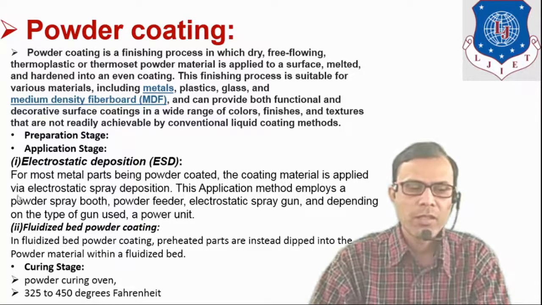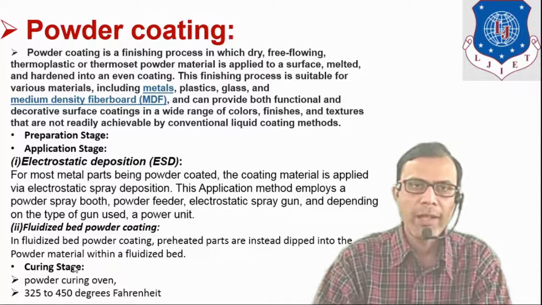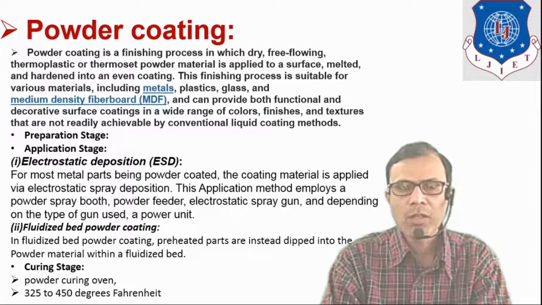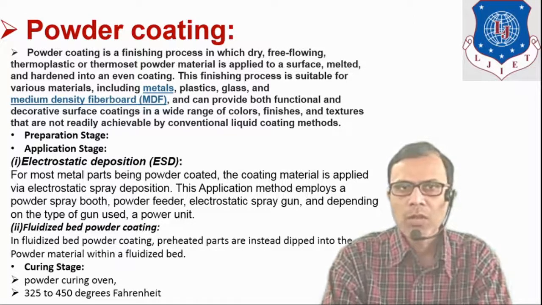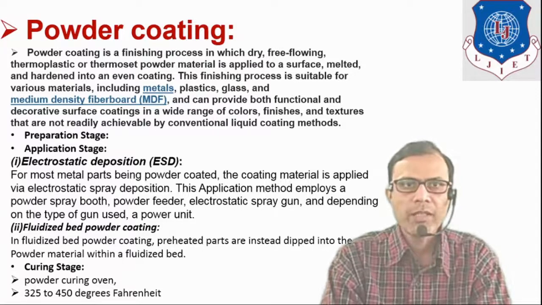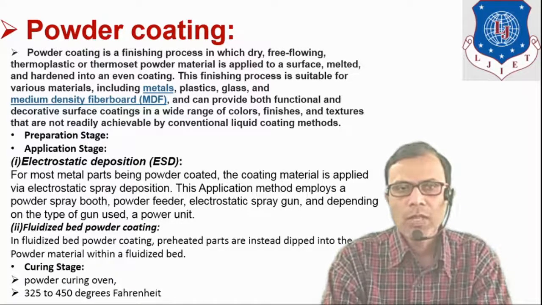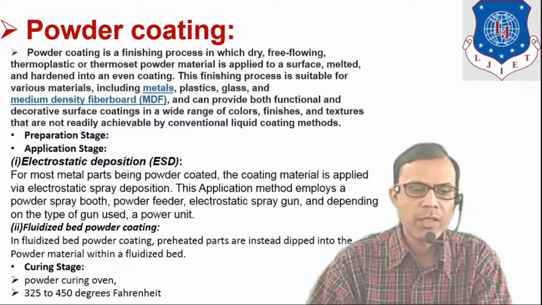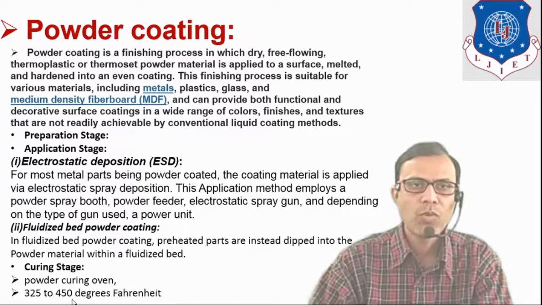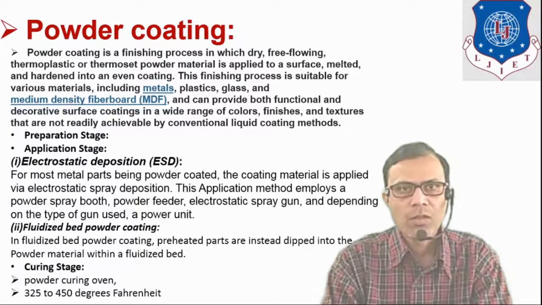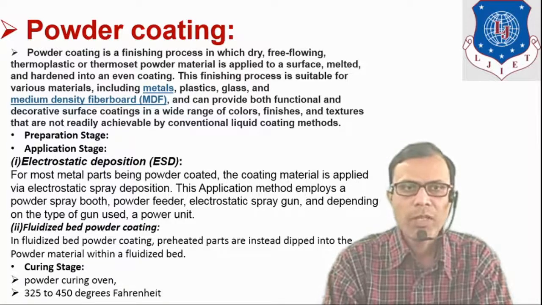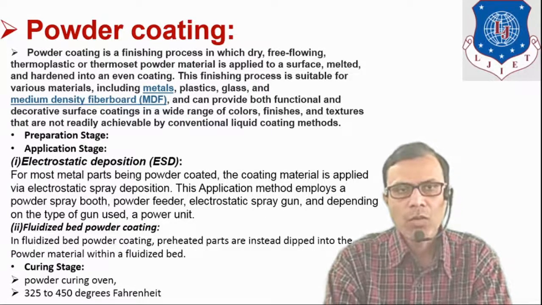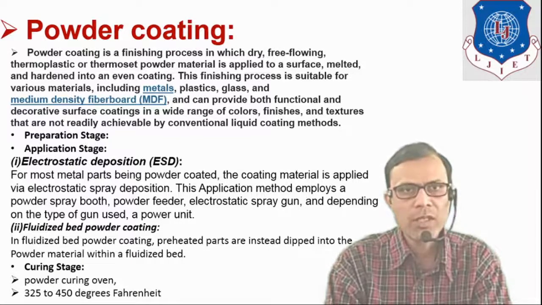Third stage is known as the curing stage, and it is completed in the powder curing oven. So the parts which are being powder coated, now they are put inside this oven, and oven is operated at a temperature in the range in between 325 to 450 degrees Fahrenheit. So it is a curing stage. Now powder coating will be applied evenly on the surface of the workpiece material, and all the three stages of this process are completed.